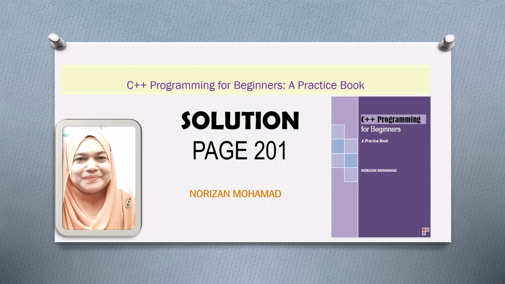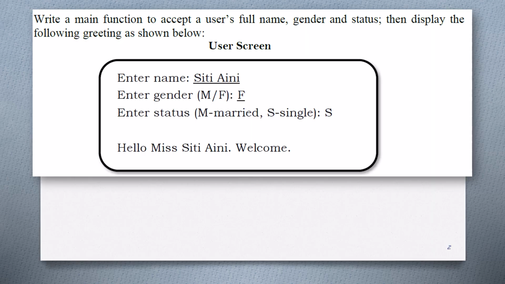Bismillahirrahmanirrahim. Today let's take a look at the solution for the question on page 201 from this exercise book. It asks you to accept a user's full name, gender and status, and then display the greeting as shown here. The greeting depends on what the user entered. In this example, the name is Siti Aini, the gender is F for female, and the status is S.